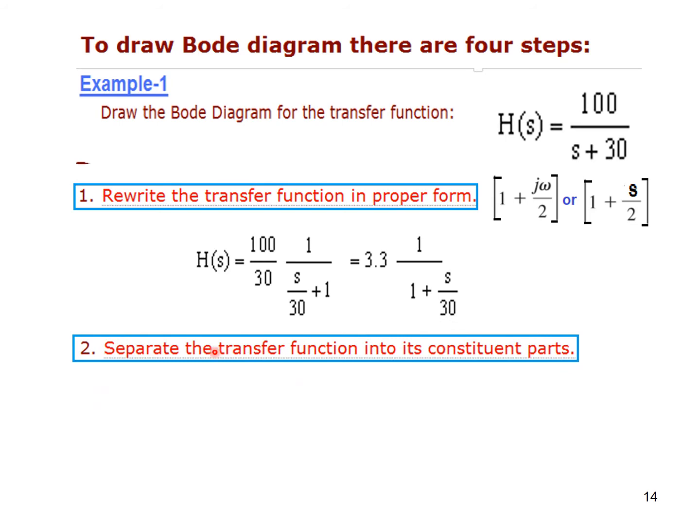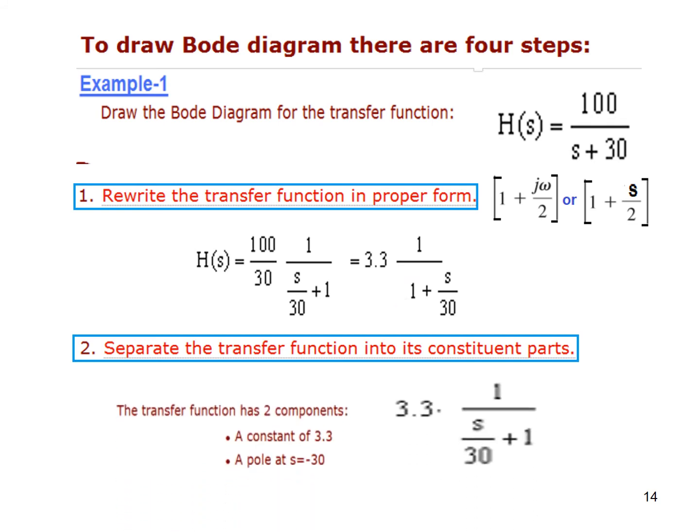Then we have to separate the transfer function into its constituent parts. So these are the two parts. One is this and the other is this part. So the transfer function has two components, a constant at 3.3 and a pole at S equal to 30. You can see from here that since this is in the denominator, if you put this equal to 0, S will be equal to minus 30, or for plot we just write 30.